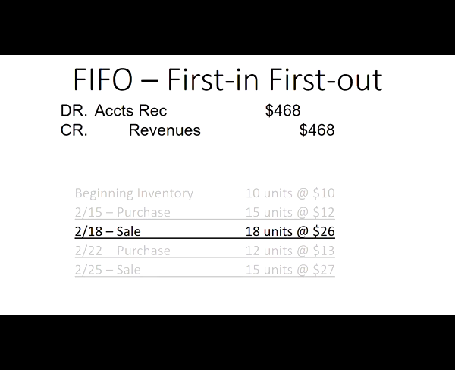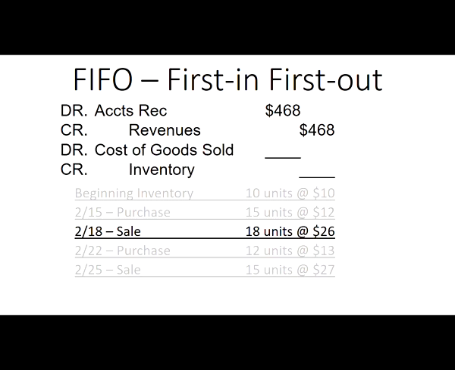The first one of these is going to be FIFO, first in, first out. So this is our first inventory cost assumption. We're going to answer the same question, which is what goes in this journal entry, using the assumption that the first ones in are the first ones out. So here we sold 18 units.